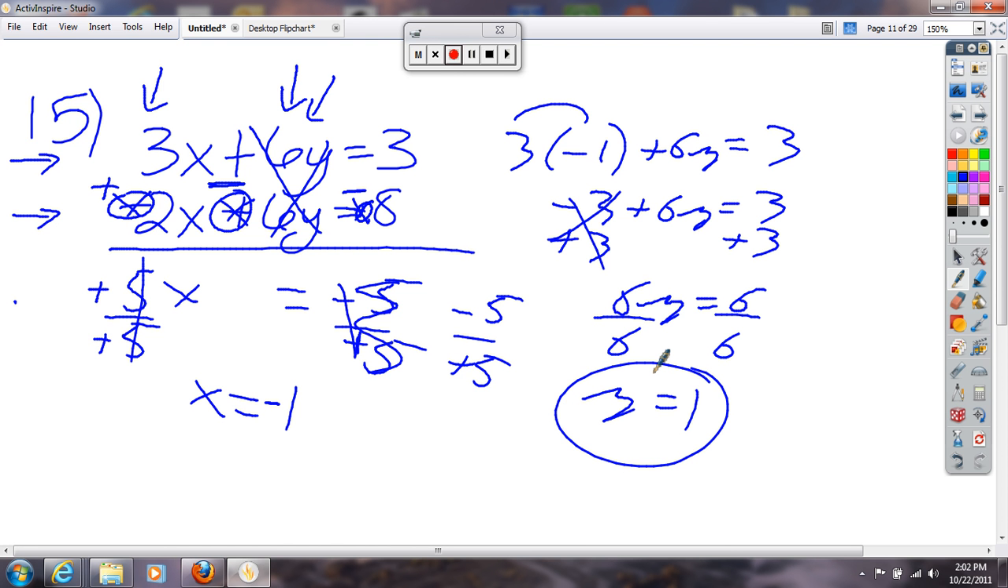Oops. All right, look at that. So what's my actual numbers? First is x. X is negative 1. Y is positive 1. So our answer should look like this. Negative 1, positive 1. Number 15.